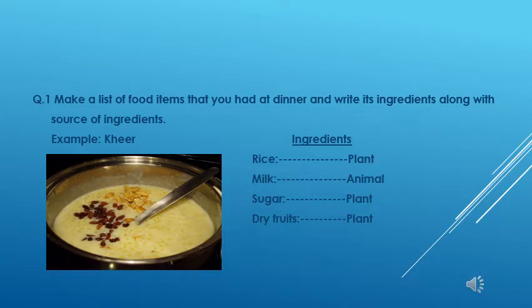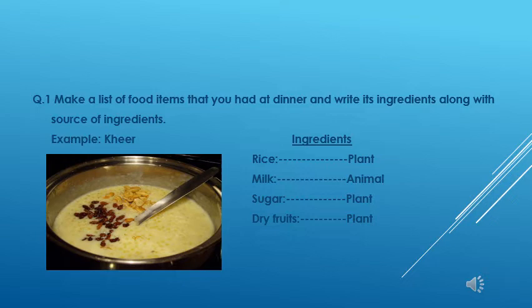Now let's discuss some of the question answers so that we will have a better understanding of the topic. Here the first question is, make a list of food items that you had at dinner and write their ingredients along with the source of ingredients. I have mentioned one example here. You have to write down what you have taken as dinner on the basis of this example only.